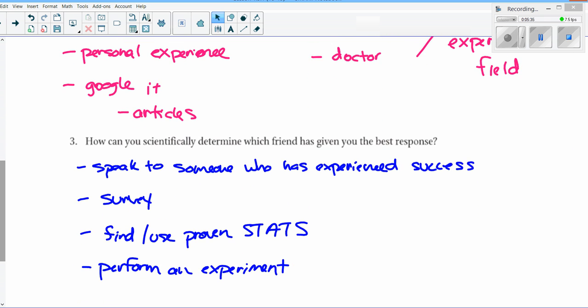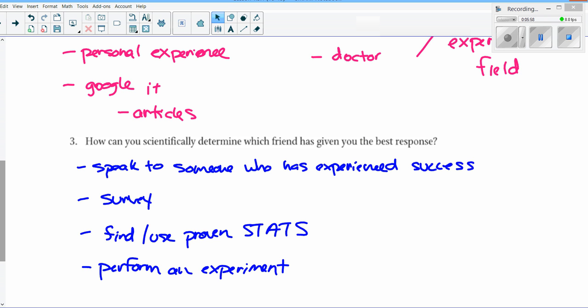And then, how can you scientifically determine which friend has given you the best response? Obviously, it's a hard thing to answer who gives you the best response, because it's probably specific to the person, but here are some options. You could speak to someone who has experienced success, so somebody who maybe has lost weight, and what they did and how they became healthier, what worked for them.